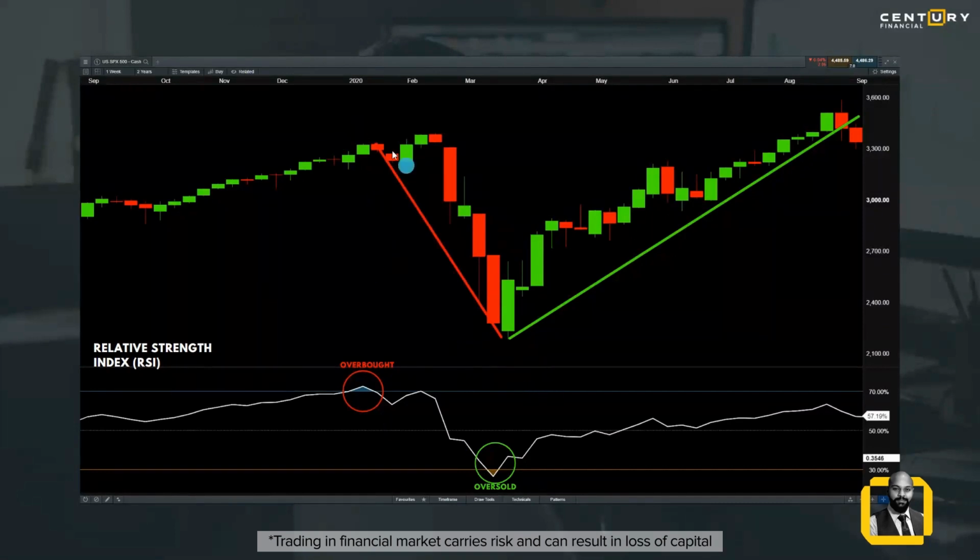In this example, you see once it had reached the overbought region, it still continued going up. It did not immediately drop, but eventually it has dropped. And this is where we need to use risk management, because there are cases where, while it is overbought, it can continue going up, and that's where risk management is definitely necessary.